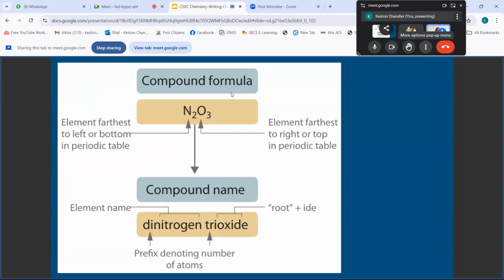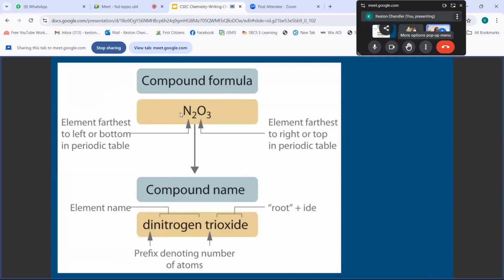So the compound formula for covalent compounds usually is made up of different elements. The element farthest to the left, or the bottom, in the periodic table would always come on the left-hand side, right? We will see the number of elements that we need. So here we actually need 2 nitrogen and 3 oxygen.